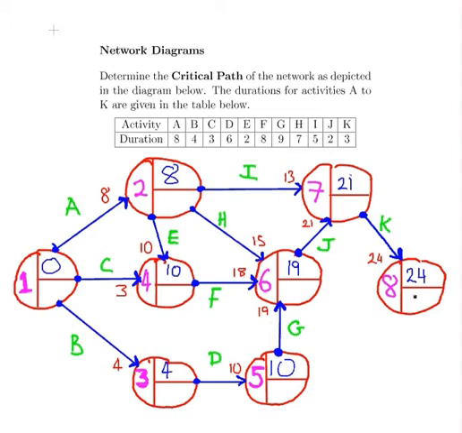Now the latest finish for node 8 is also going to be 24. So for the last node, the earliest finish and the latest finish should be the same. What we're going to do now is work back. So I'm going to start a new page, and we're going to find out the latest finish for each of those nodes. And then we can determine the critical path from that.